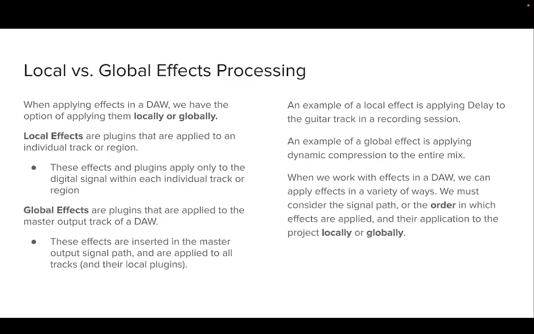Global effects are plugins that are applied to the entire master output of a DAW project. These effects are inserted in the master output signal path and are applied to all tracks and their local plugins. An example of this might be applying an amount of reverb to the entire mix. That would apply reverb to all tracks and their plugins on the output side of the mixer.